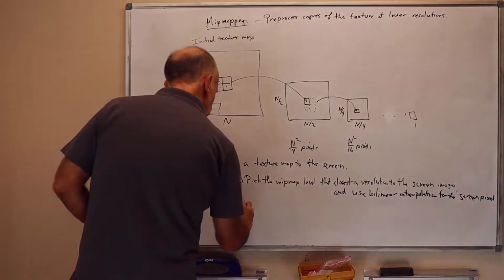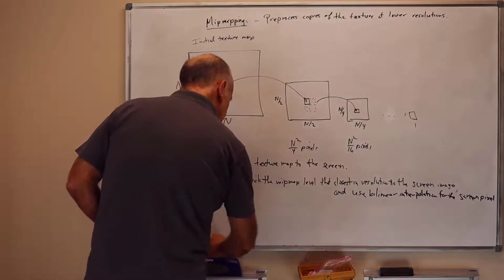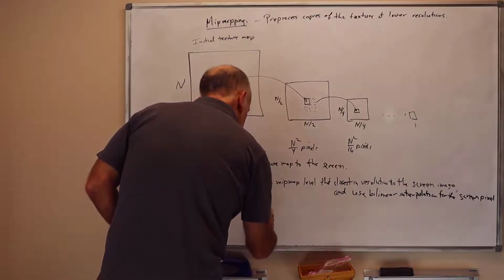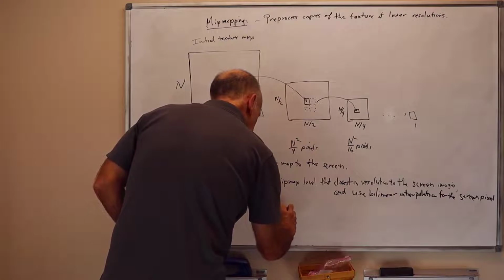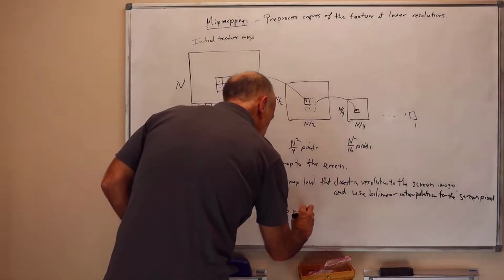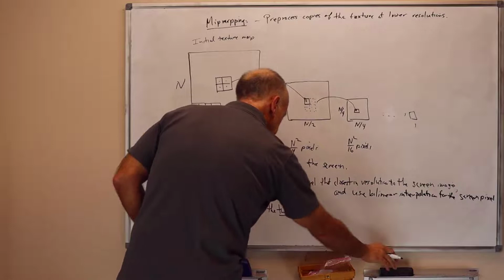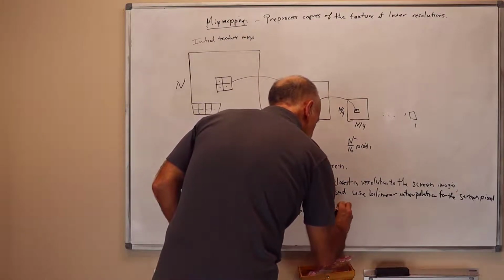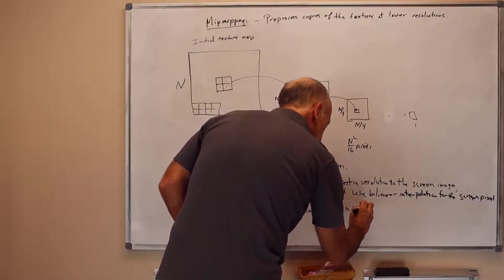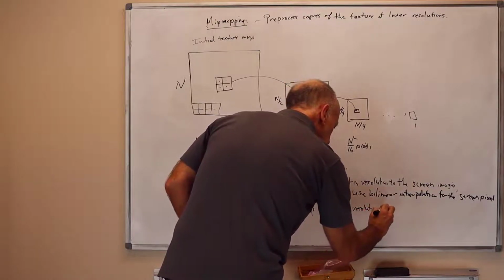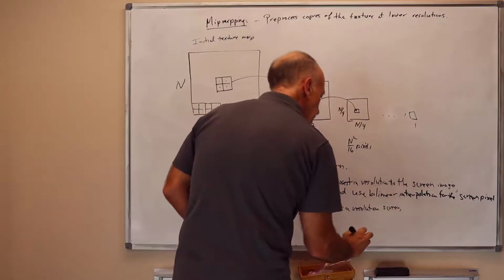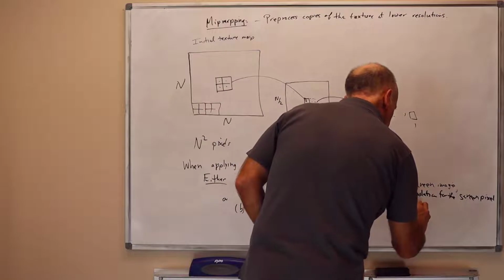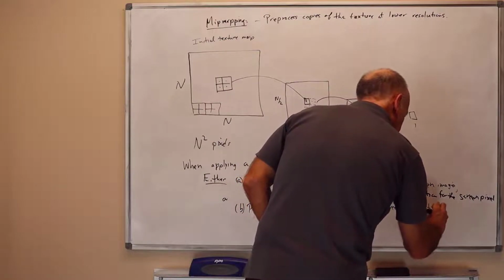Or we can pick the 2 closest mipmap levels in resolution. So we pick the two mipmap levels closest in resolution to the screen. And then we do the bilinear interpolation on both of them separately.